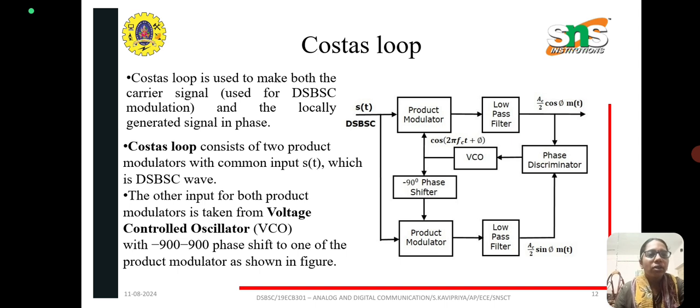Next is the Costas loop. The Costas loop is used to make both the carrier and the locally generated signal be in phase. The Costas loop consists of two product modulators with a common input signal s(t), which is the double sideband suppressed carrier wave. The other input for both modulators is taken from the voltage controlled oscillator.